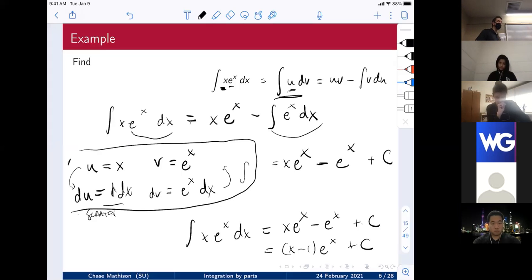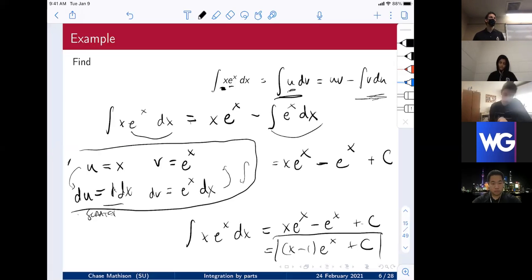And you can see, even with this example, that that choice of u is very important. If I had made the opposite choice, if I had chosen u to be e to the x and dv to be x dx, well, then the integral here would have actually been harder to evaluate. It would have been x squared, the integral of x squared e to the x dx. Okay, so we're going to learn how to make that choice of what should u be and what should dv be.